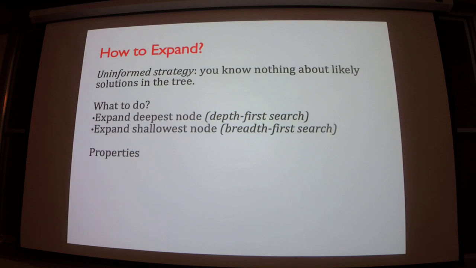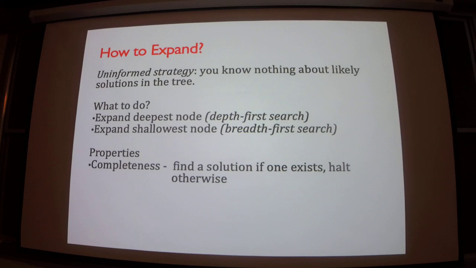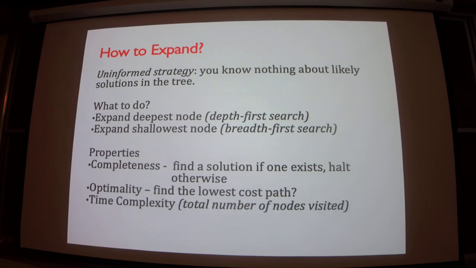What are the properties that we want out of a search algorithm? I mentioned that we want completeness. This is the notion that the search finds a solution if one exists. It'd be nice if it stopped, if a solution didn't exist, at some point. We want potentially a notion of optimality, that's finding the lowest cost path under some definition of cost. And we also need to care about what the time complexity is, which we can conceptualize here as the total number of nodes that we visited, as well as the space complexity, which is the size of the frontier. Because the frontier is the thing that we're keeping around in memory.